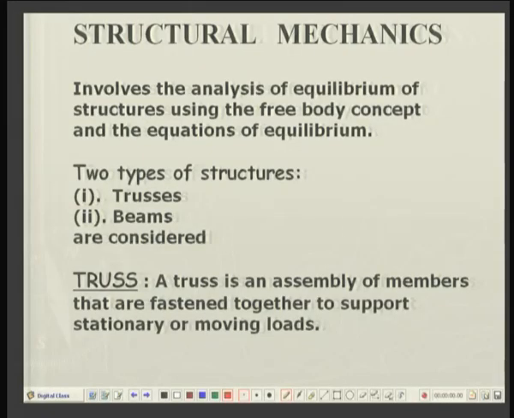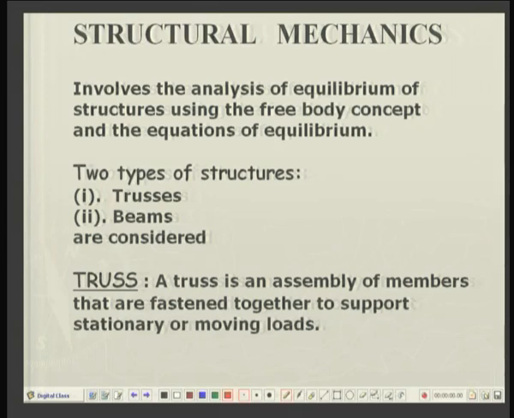What is structural mechanics? This branch of mechanics involves the analysis of equilibrium of structures using, as I said, the concepts of free body and equations of equilibrium. We will be studying two types of structures, namely number 1 trusses, number 2 beams. First we will start with the analysis of trusses.